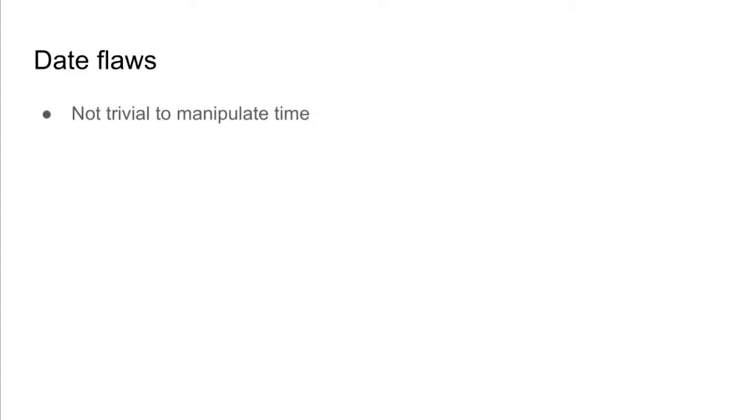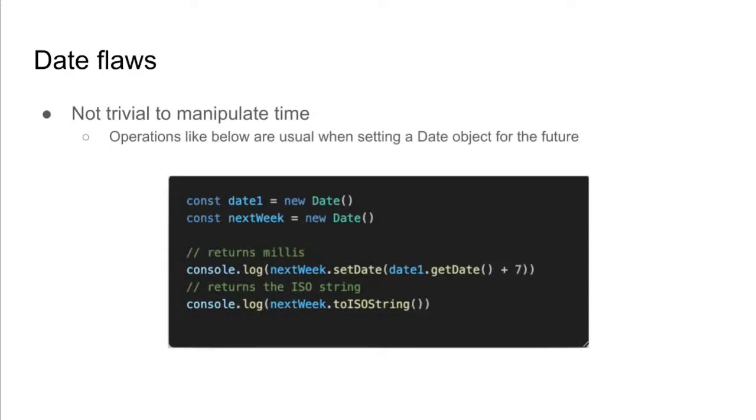If you have already dealt a bit with the Date object, you will know that it's not that trivial to manipulate time, since operations like the one I'm going to show you now are pretty usual when we want to set a Date object to the future. So what I did here was to set two Date objects, one to act as a reference and another one to represent a point in time somewhere next week.